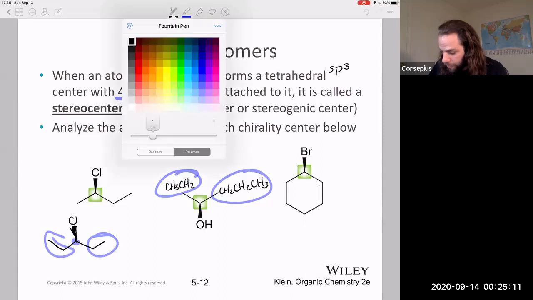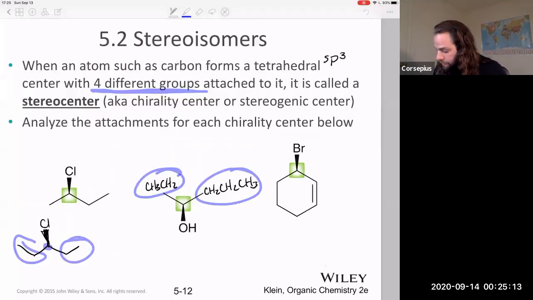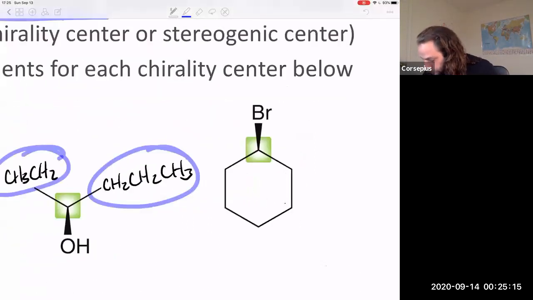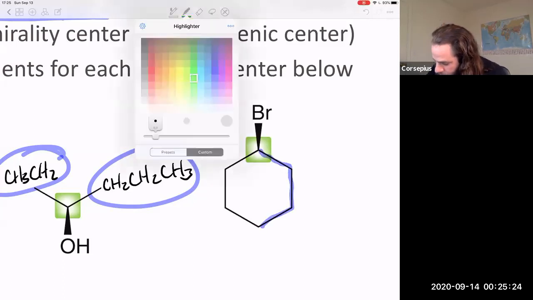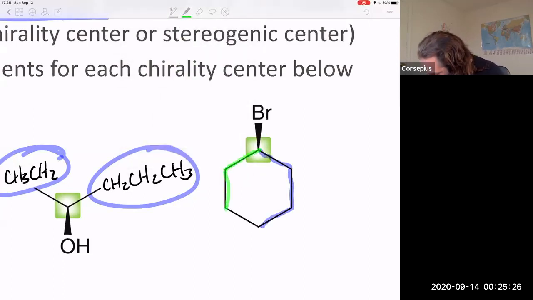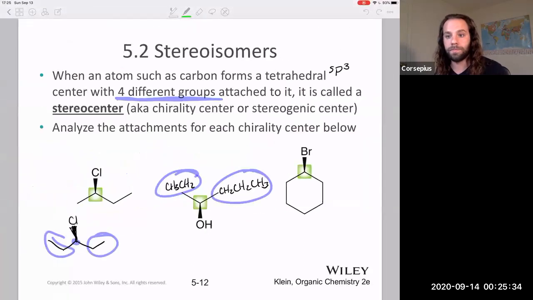Likewise, one of the trickier ones to see is in this structure here, if I got rid of this double bond, then this carbon is bound to the same thing on this side as it is on this side. So this would also not be a chiral center if I got rid of that double bond, okay? So you're looking for four distinct groups.